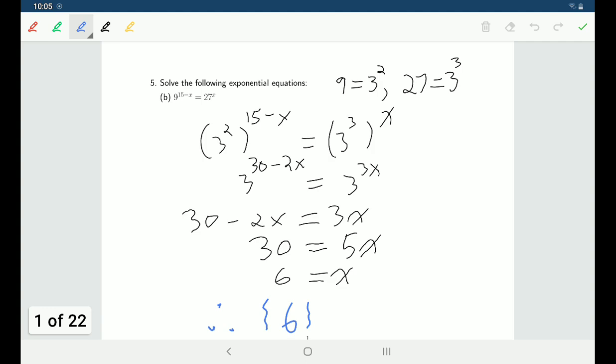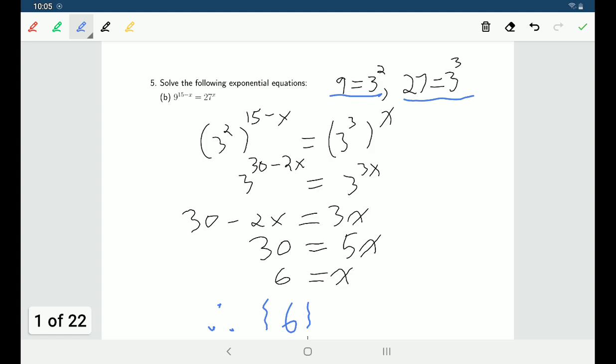So for the first one, which is question 5b, we have 9 to a power equal to 27 to a power, and we'd like to solve for x, and those x's are in those exponents. The idea that I'm using here is that if I can make these expressions both have the same base, then I can just let the powers be equal to each other. And I notice that 9 and 27 are both powers of 3. 9 is 3 squared and 27 is 3 cubed.